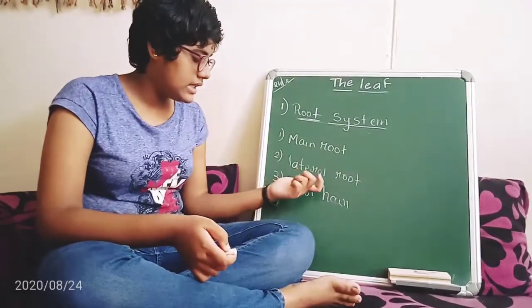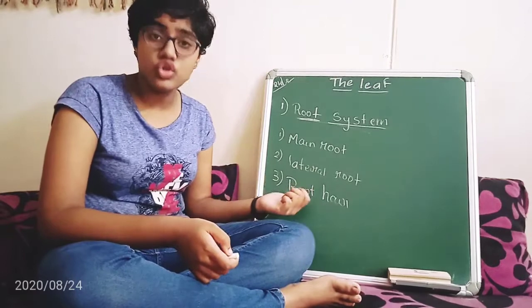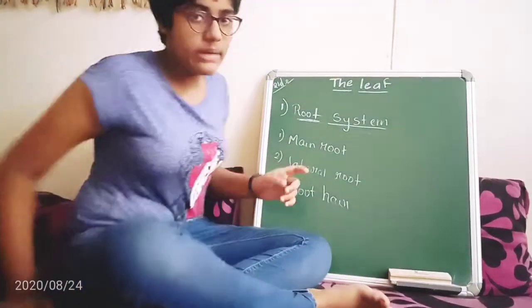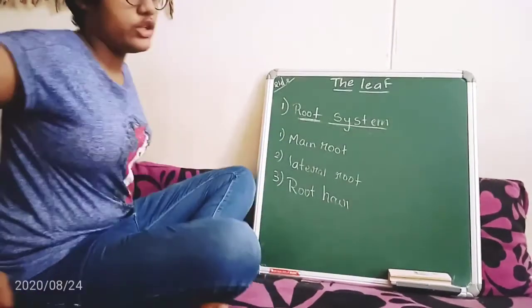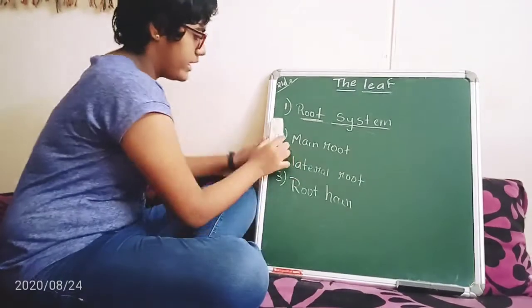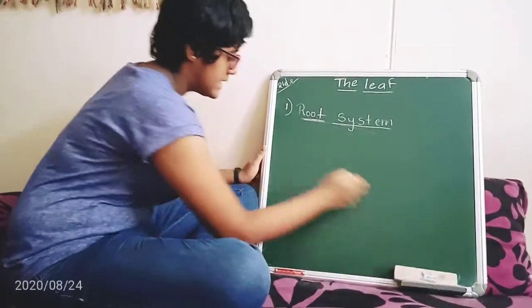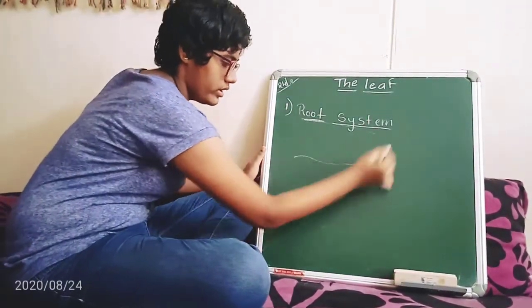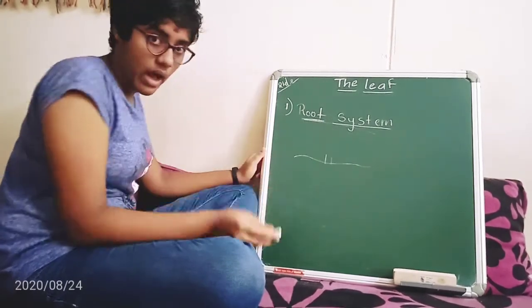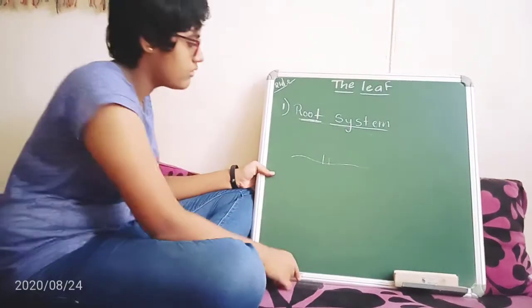See, these are the three main parts of the root. I will draw a diagram to show you where these are located. See, this is the ground, and this is the stem of a plant. You know what a stem is, right?